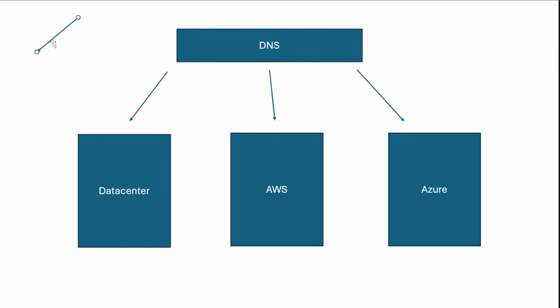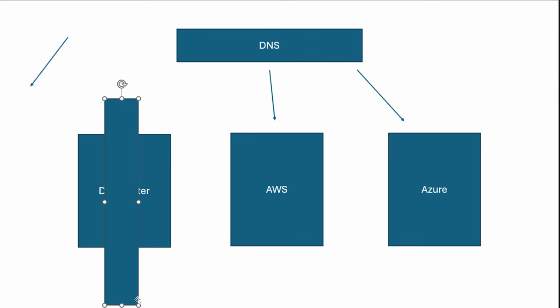Depending upon the way this has been set up, what will usually occur is this data center will be marked as unhealthy. So once it's marked as unhealthy, DNS will know, do not send traffic to this unhealthy thing. And then it will shift all traffic to AWS and Azure.